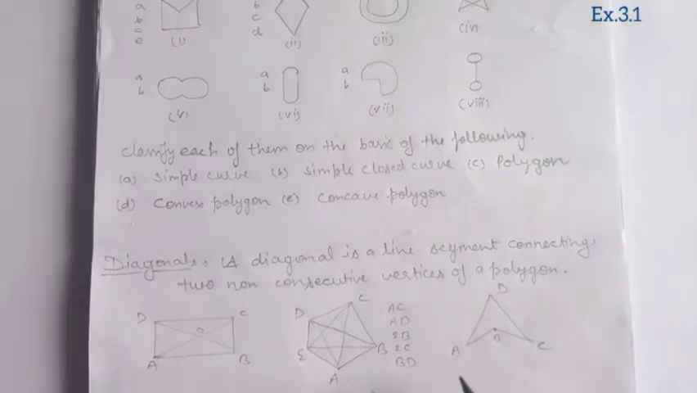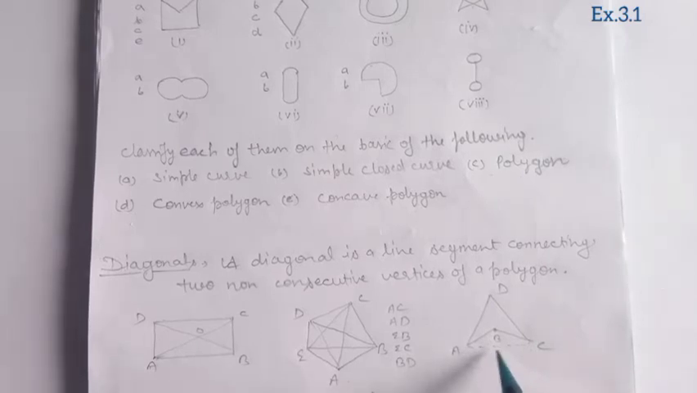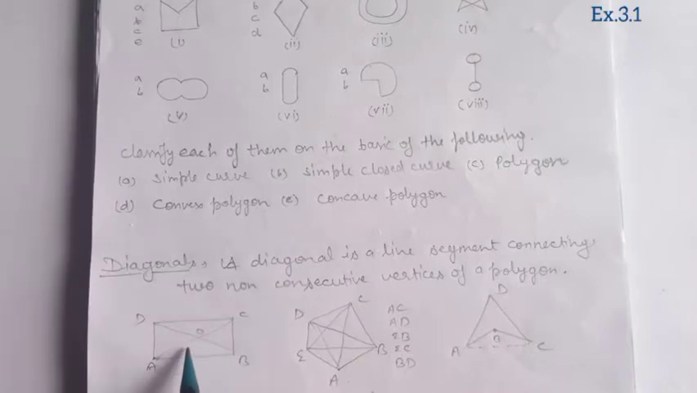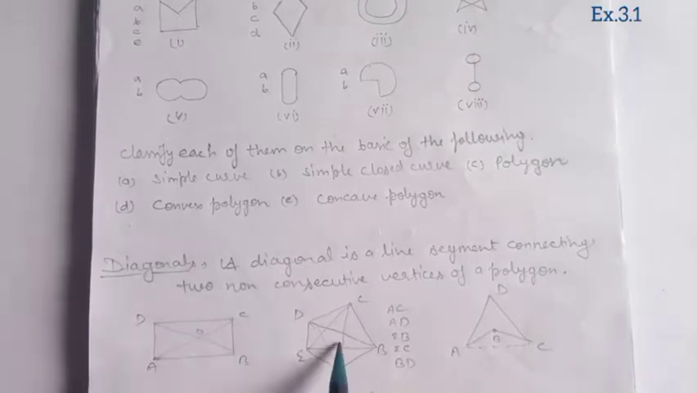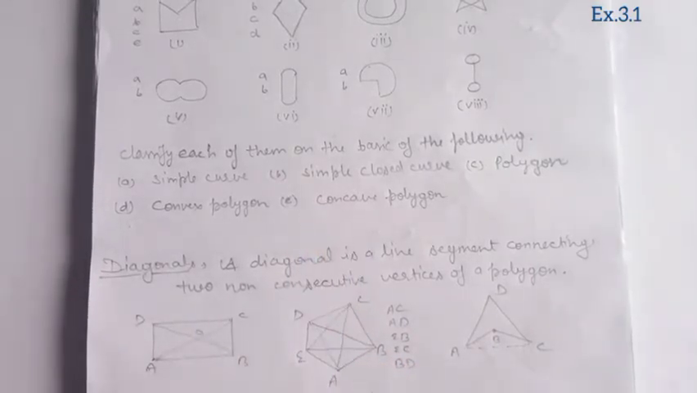Okay, let's move to another figure. Here A to B is adjacent and A to D is adjacent, so we can only join AC. Why have I drawn a dashed line here? Because it is outside of the shape, so it is a concave polygon. This is another way we can classify polygons: if a diagonal lies outside the shape, it is known as concave. In both of the earlier cases, diagonals are drawn inside the shape, so those are convex polygons.